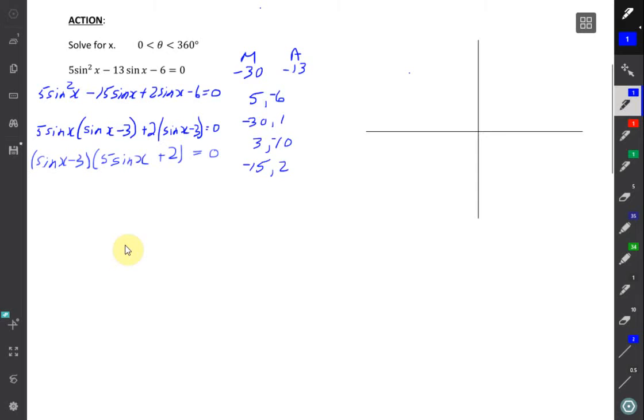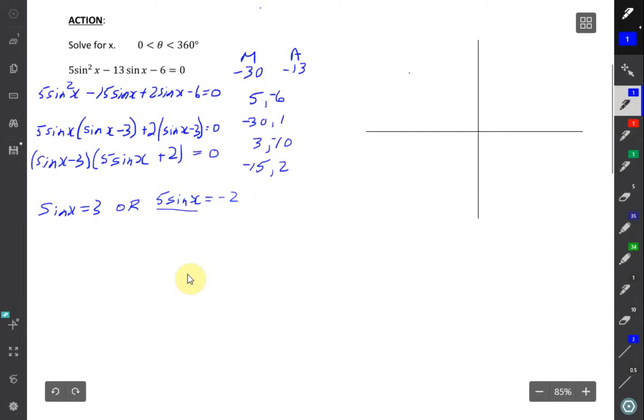Finally, just like when we're finding zeros, which is what we're doing here, sine x must equal 3, or 5 sine x must be minus 2. If this whole term here were minus 2, that would be minus 2 plus 2. Now you can solve these in your head. I'm just doing an extra step. So then we would divide both sides by 5, and that tells us that sine x equals minus 2/5. Now that's the quadratic part.